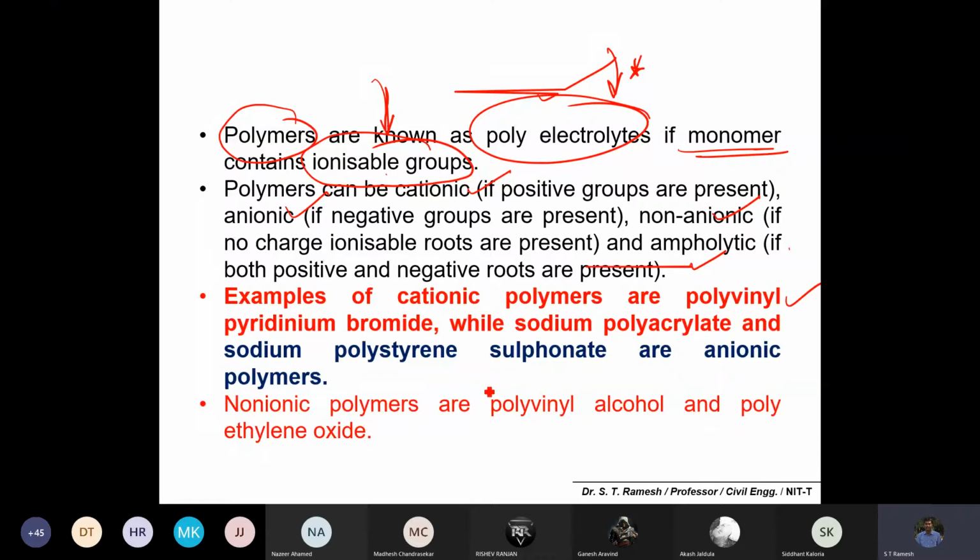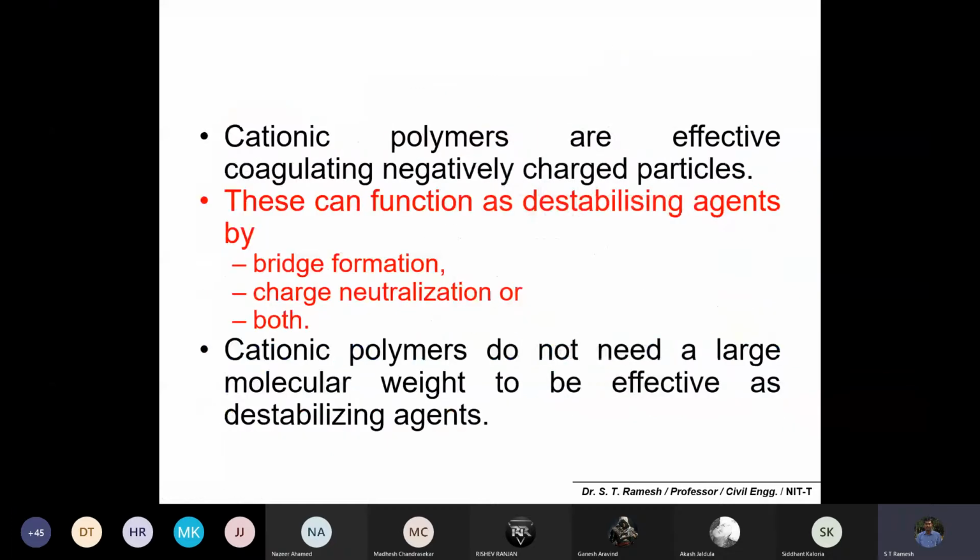And non-ionic polymers are PVC, polyvinyl alcohol, and polyethylene oxide. So at least while studying this slide, just remember three examples: one for cationic polymer, one for anionic polymer, and one for non-ionic polymer.